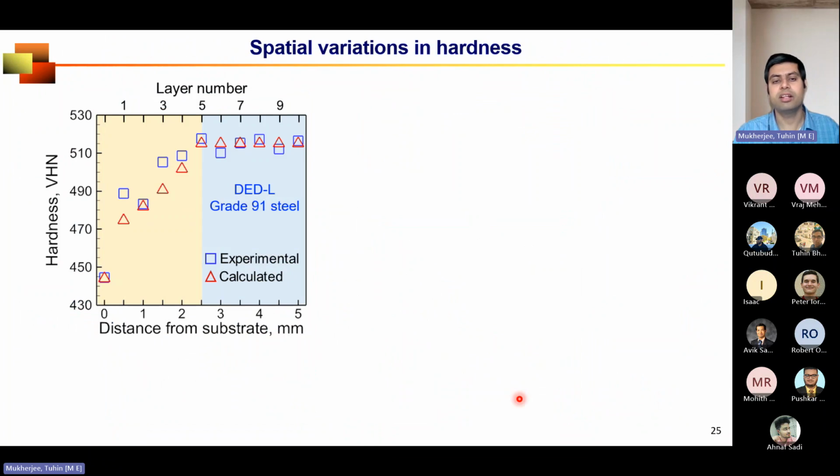And results are stunning. If we plot the hardness with respect to the distance from the substrate, where 0 is just above the substrate and you are going up, you see that the hardness is increasing, and after some time the hardness does not change appreciably. This is true in experiment, and this is true in the calculation.